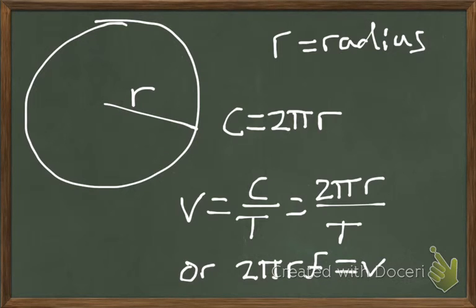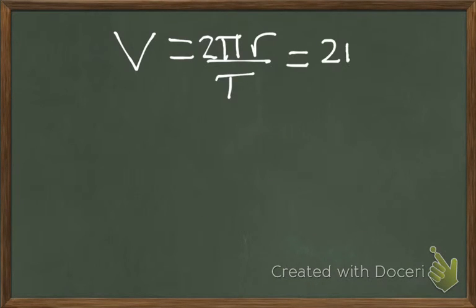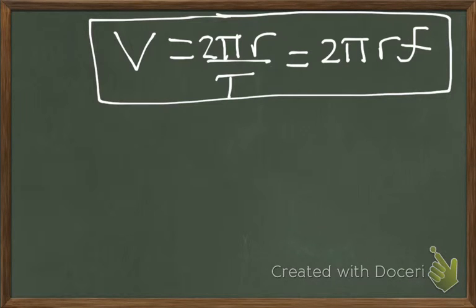Alright, now I'm going to rewrite these on the next page. So here's your next two equations. Two different ways to find speed of an object traveling in a circle. Those are your two ways to do it.